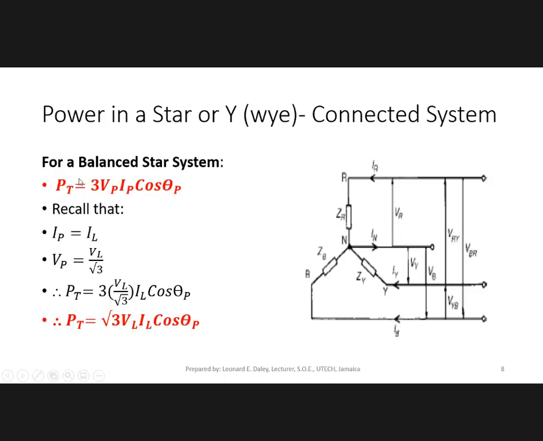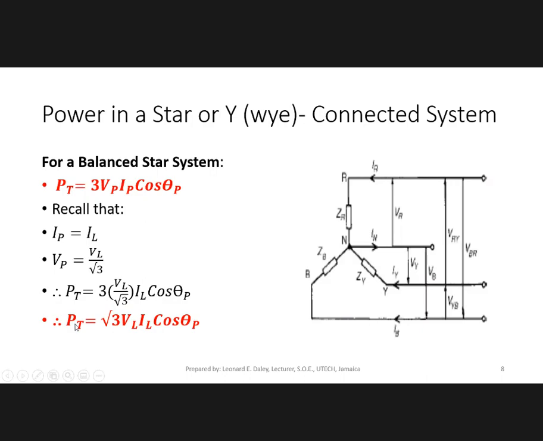So for a balanced star system, that is the formula. But I want you to remember that I phase is equal to IL, and V phase is also equal to VL over root 3. So I can rewrite this equation in terms of line values. So if I substitute for VP, it becomes VL over root 3. And if I substitute for IP, it becomes IL. All right, there's no substituting for cos theta P though, right?